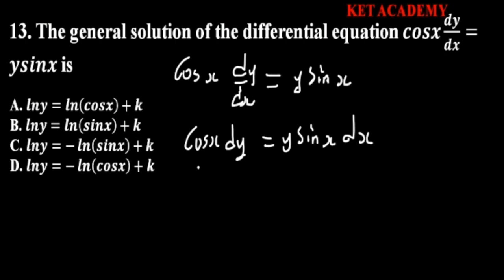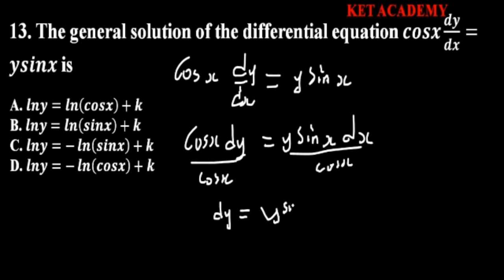Now I don't want cos x on the left hand side, I want it on the right hand side. I divide all through by cos x. So if I divide all through by cos x, I'm going to have cos x here, cos x here, and cos x here. So cos x will be left with dy to be equal to y sine x divided by cos x dx.